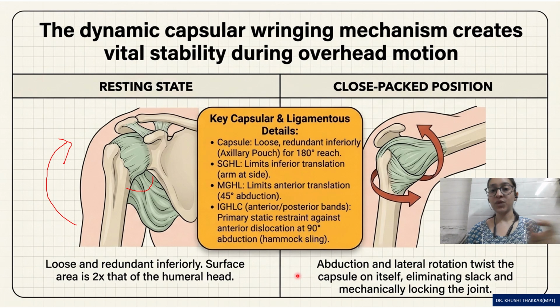Whereas in the close pack position, abduction and lateral rotation twist the capsule on itself. The capsule gets twisted on itself, which eliminates the slack and mechanically locks the joint.